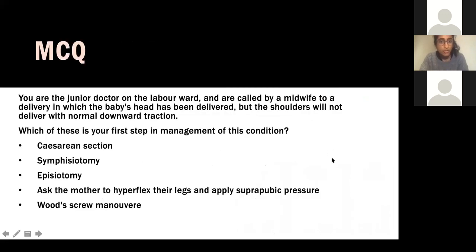Okay, now moving on to another complication in labor. So you're a junior doctor in the labor ward, you're called by a midwife to a delivery in which a baby's head has been delivered, but the shoulders are not delivering. Which of these is your first step in the management of this condition? So remember, first step. And also the fact that you're a junior doctor in the labor ward, so you probably would not do a cesarean section.